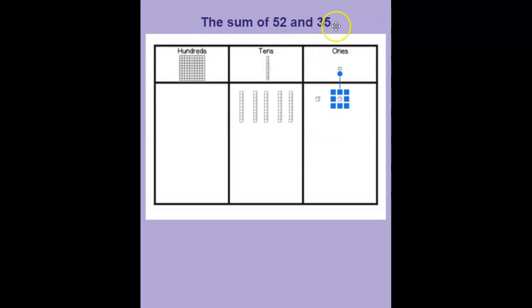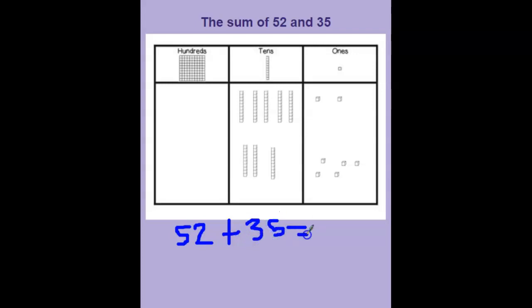I've represented 52. Now I'm going to represent 35. 10, 20, 30, and 5 ones. 1, 2, 3, 4, 5. Now let's write at the bottom what each digit was worth and how we can use those place values to find the sum. So I had 52 and 35, and I'm looking for the sum.